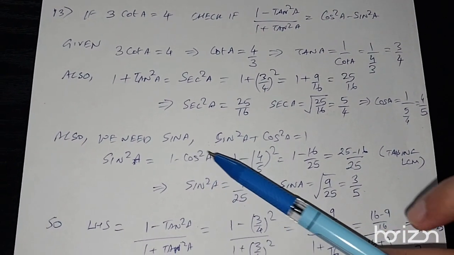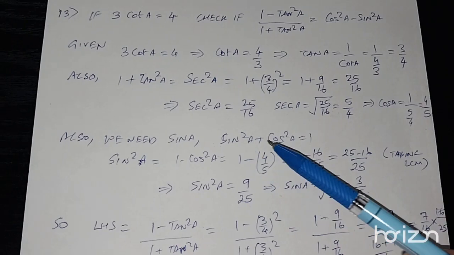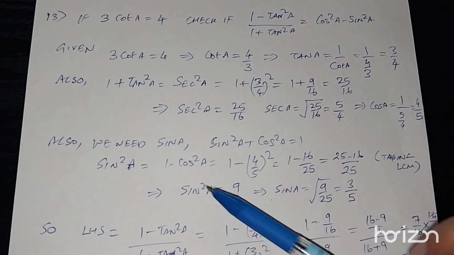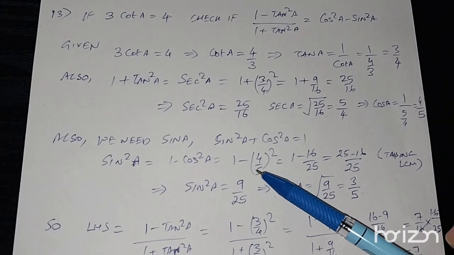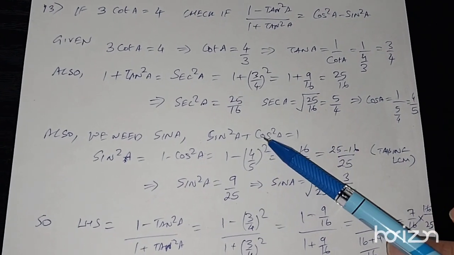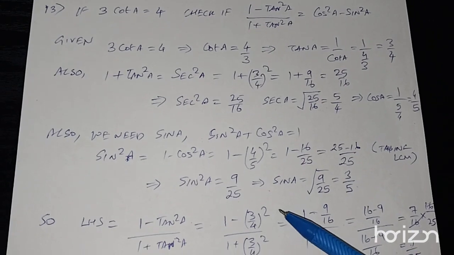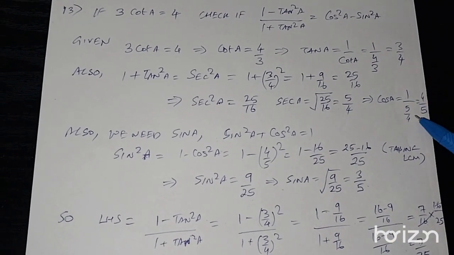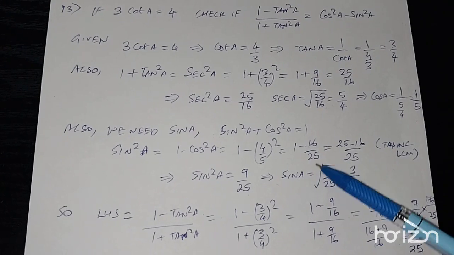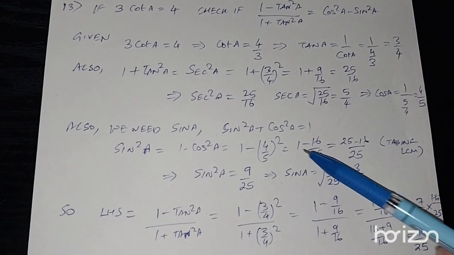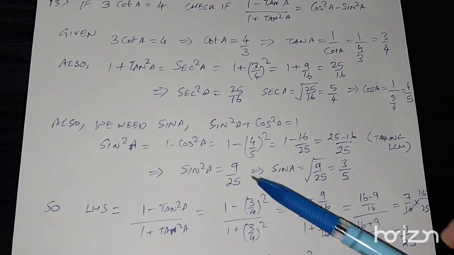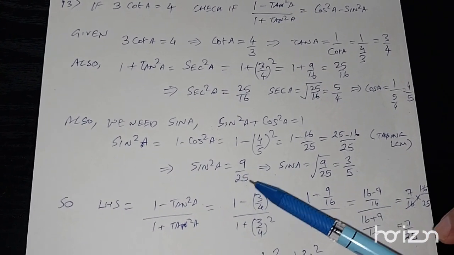Okay, so we need sin a, so we can use sin squared a plus cos squared a equal to 1. So you can see that sin squared a is equal to 1 minus cos squared a. Why? Because we took this cos squared to the other side and we substitute the value for cos here. Okay, we get 1 minus 16 by 25. So you take the LCM, take the 25 to the numerator also. 25 minus 16 is 9. So sin squared a is 9 by 25.